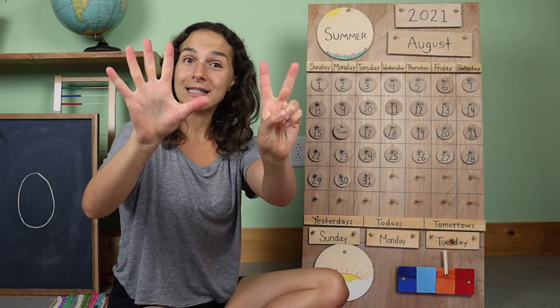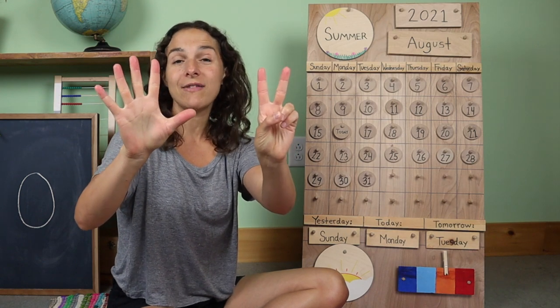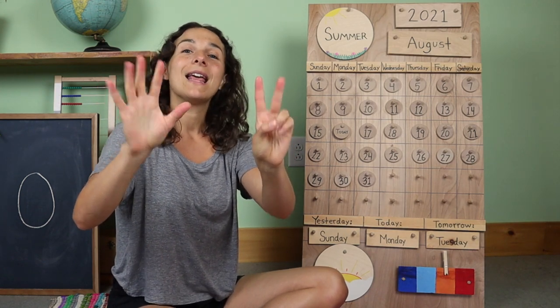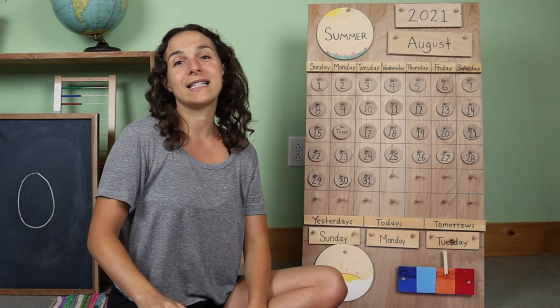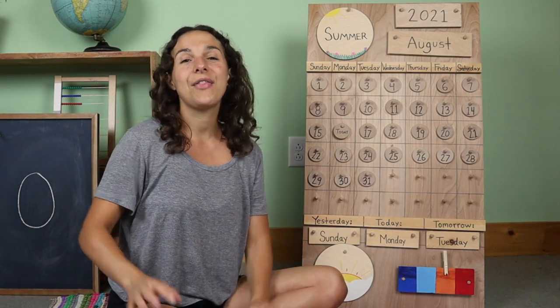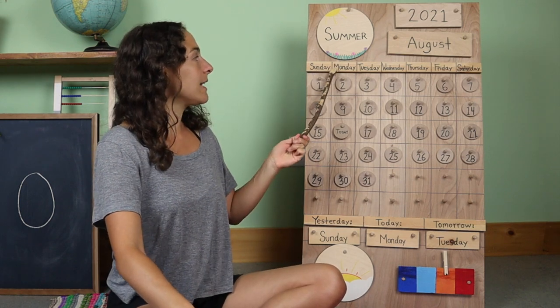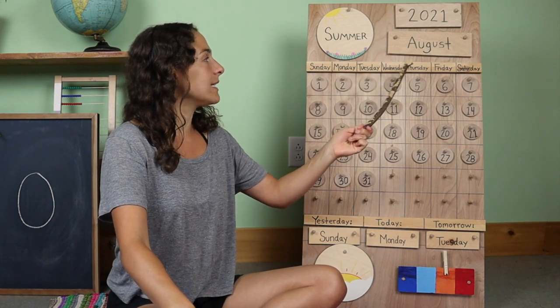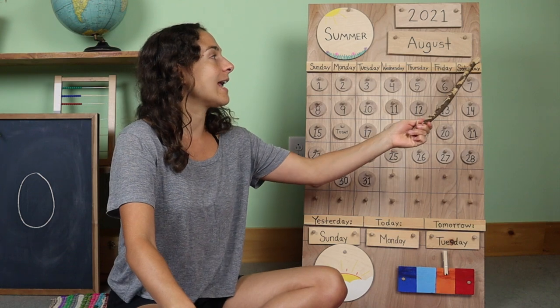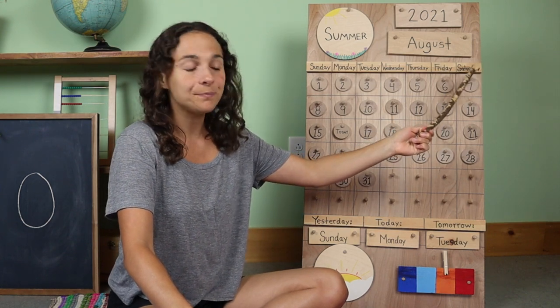Now let's hold up 7 fingers like this for the 7 days of the week song. There are 7 days, there are 7 days, there are 7 days in a week. Sunday, Monday, Tuesday, Wednesday, Thursday, Friday, Saturday.